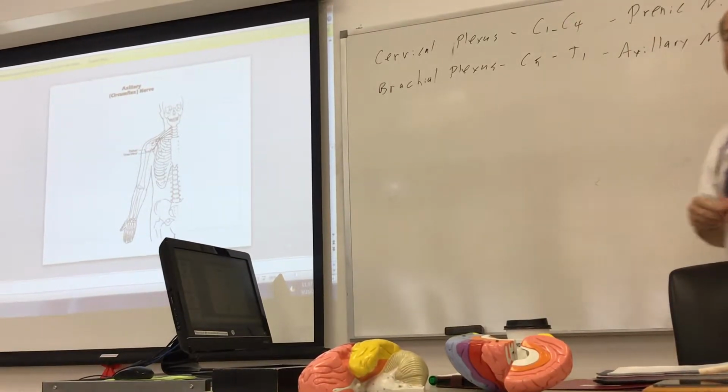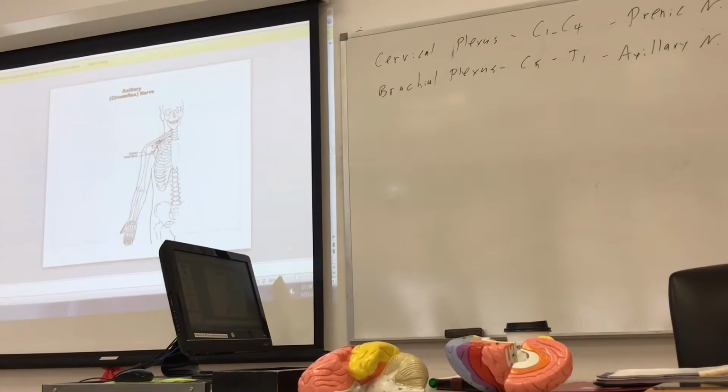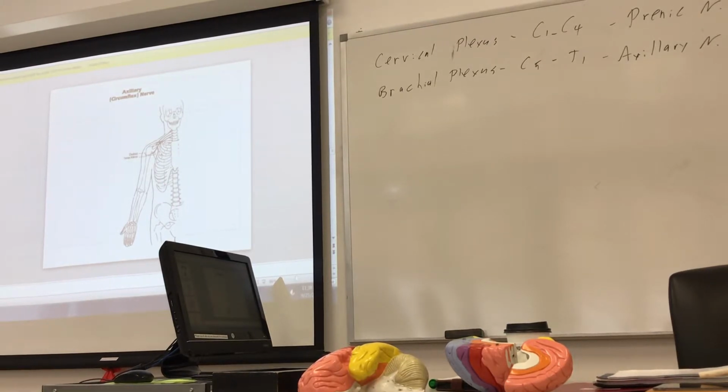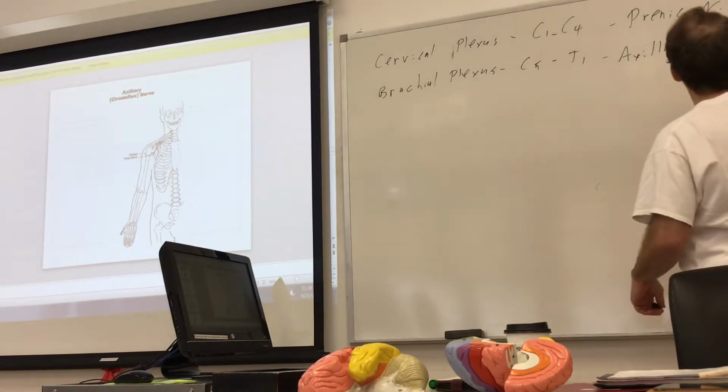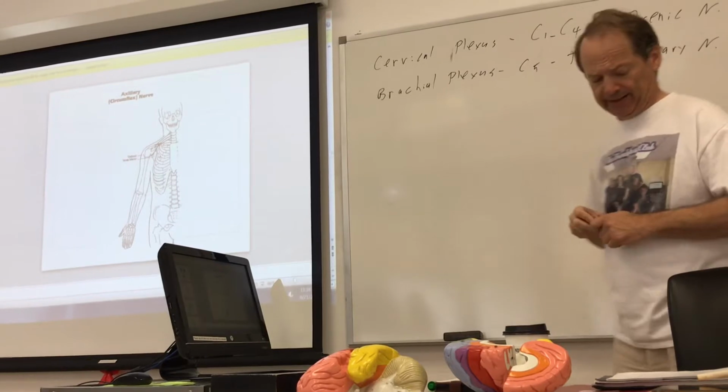Now you want to think logically. The axillary nerve is going to go into the axilla. These are the terminal nerves that are coming out of the plexus and going on their way. And in the axillary region, you've got deltoid, and that's what it's going to do. The axillary nerve is going to do deltoid and teres minor.